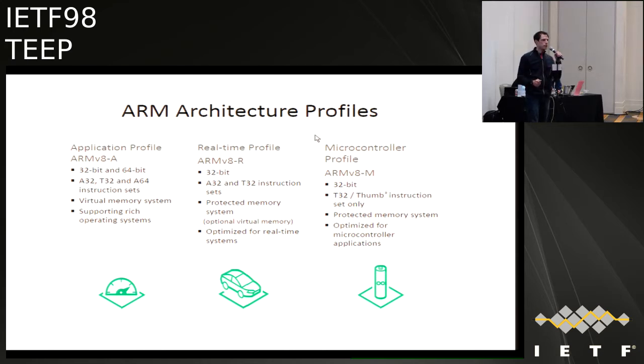So you find those in cars, for example, or hard disk drives. And then there's the microcontroller profile, which is what we typically talk about in the context of IoT. These are tiny microcontrollers. And this latest architecture, in our case, they always have these funny names. In this case, ARM v8-M. That was just recently published, so there are no chips available for that yet.